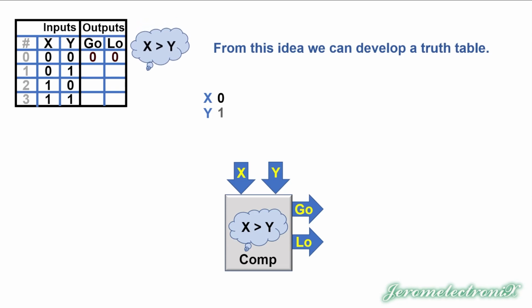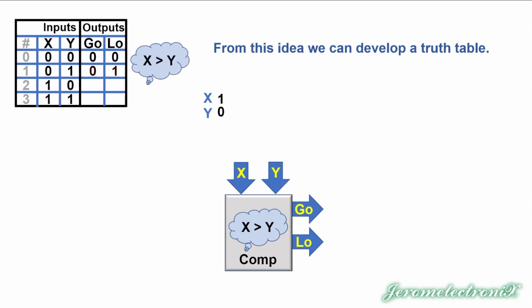Then we go to the next row and we ask our question again. Is X greater than Y? And in this case, X is not greater than Y. So we're going to put a 0 in the GO column. And then we're going to say, well, if it's false, well, that means Y is greater than X. If X is less than Y, we will put a 1 in the less than output column. Hopefully you're seeing how this is all working.